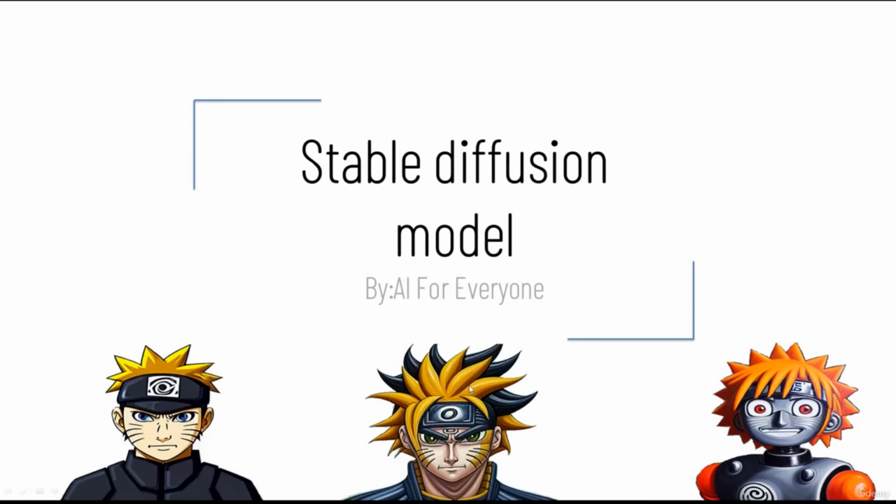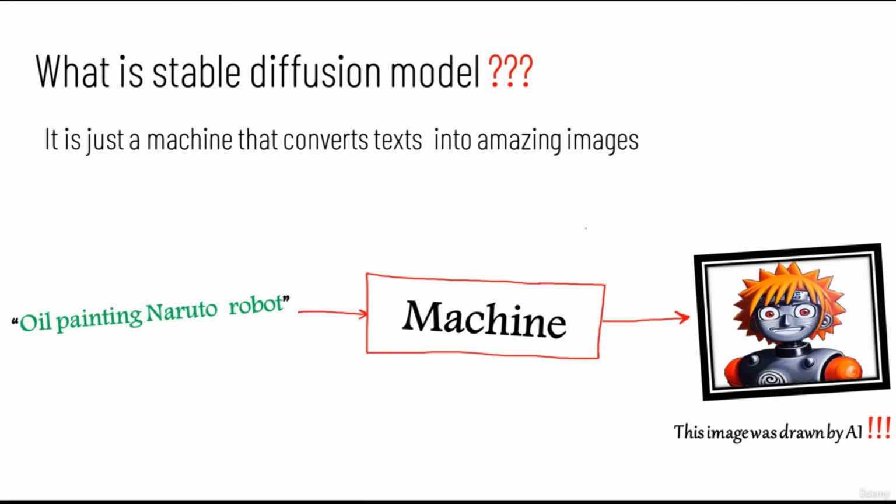Hi everyone. In this course we will talk about stable diffusion model, and we will learn how to create these amazing images using artificial intelligence. Firstly, what is stable diffusion model? It is just a machine that converts any text into amazing images.